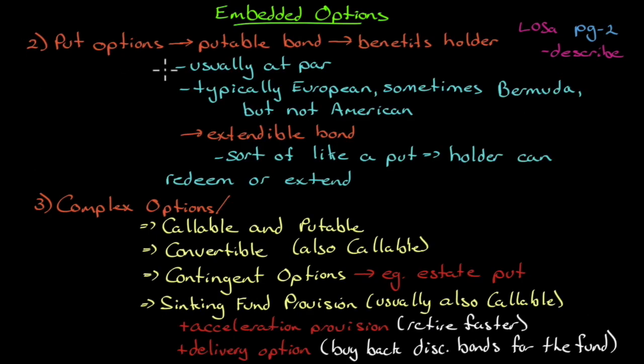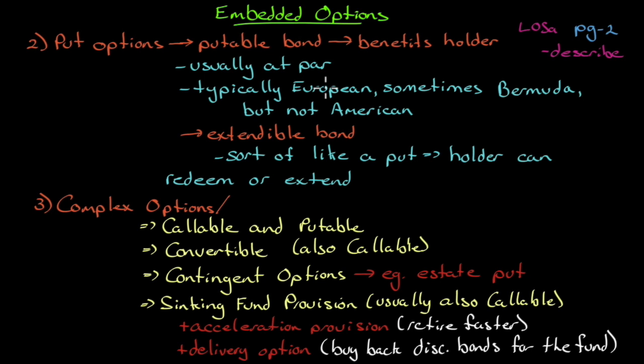Embedded options that are put options make puttable bonds. This benefits the holder. Puttable usually at par. They're typically European, sometimes Bermuda, but never American. Because the company is issuing them, it's giving a benefit to the investor, but at the same time, the company is not going to say, look, go ahead and put it to us at any time. They're going to give something and take something away at the same time. So they're going to give you the put option, but they're going to take away the American style. They'll even take away the Bermuda option of having multiple put dates.